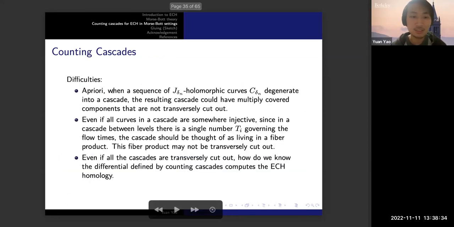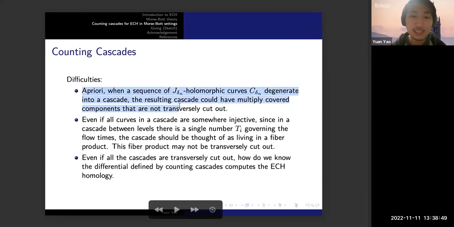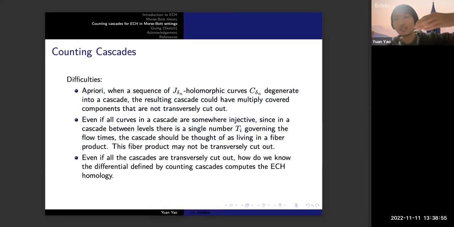So here I've outlined 3 difficulties. The main difficulties are the first 2: the moduli space of cascades may not be well behaved, even after you impose the ECH index. It turns out the first one isn't so much of a difficulty. The main issue is the second one. The cascade has to be kind of like a fiber product, and the ECH index doesn't tell you very much about the transversality of this fiber product.